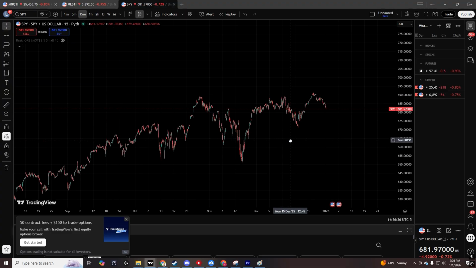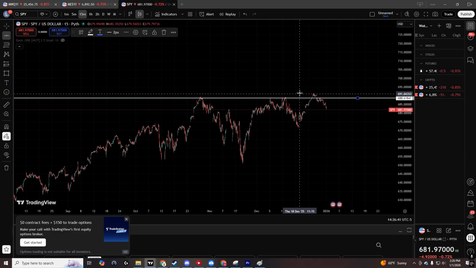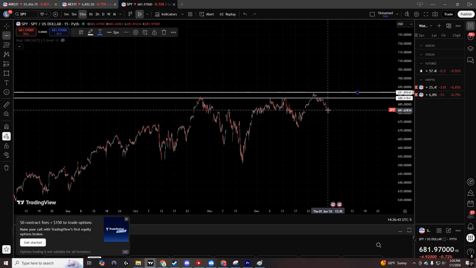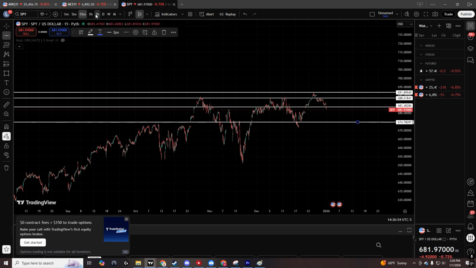What do you want to look for? You want to look for touch points. Touch point, touch point, touch point. 3. This is 1. We'll keep it just in case it goes back. This is a touch point. Touch point. This is the 15-minute.